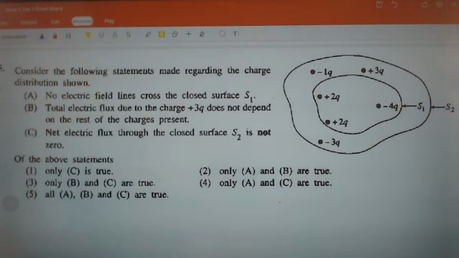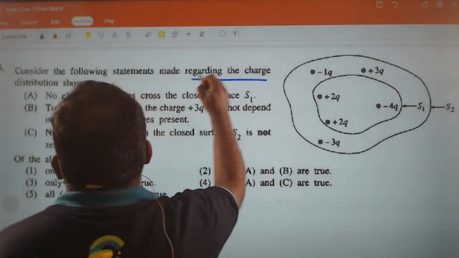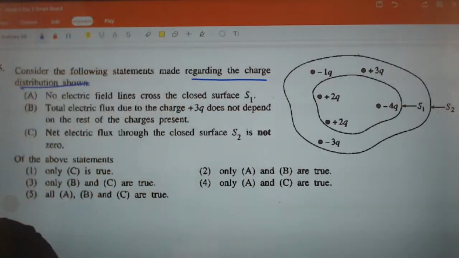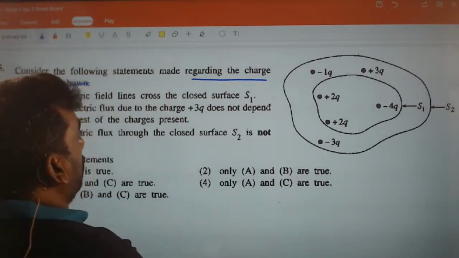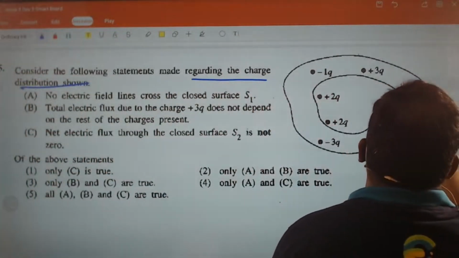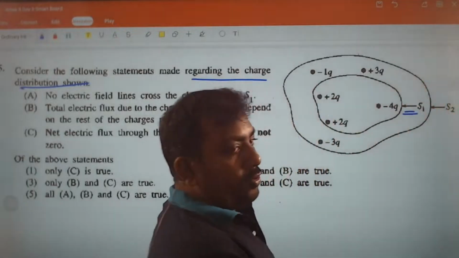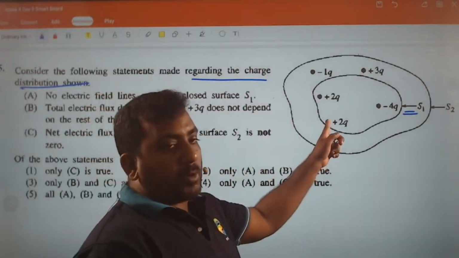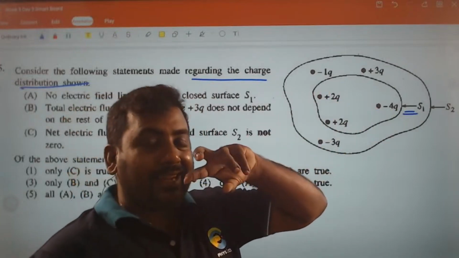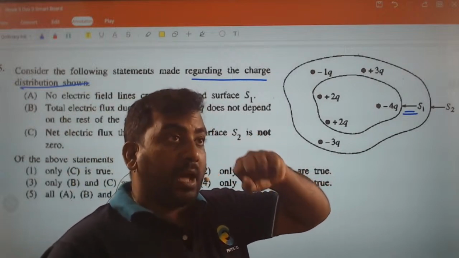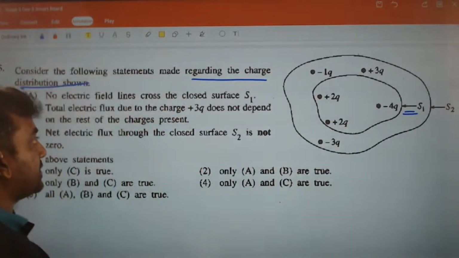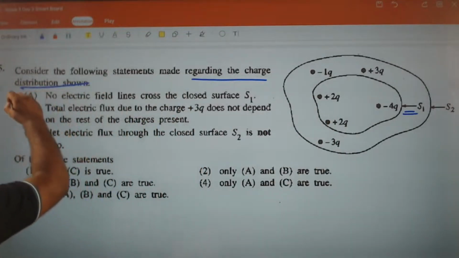Consider the following statements made regarding the charge distribution shown. A: No electric field lines cross the closed surface S1. Is that true or false? False. From the positive charge, field lines will go out. For the negative charge, field lines will come in. The net flux is 0. That means the number of field lines going out equals the number of field lines coming in. So this statement is wrong.